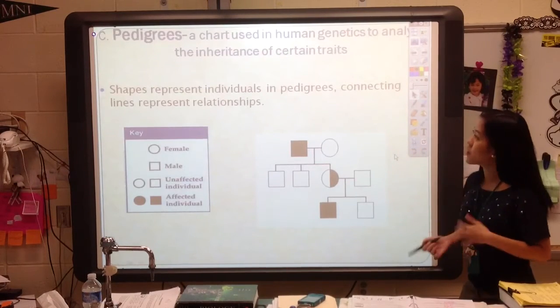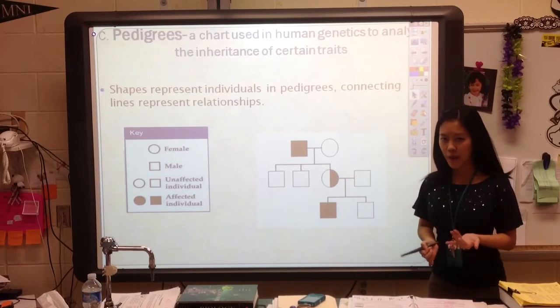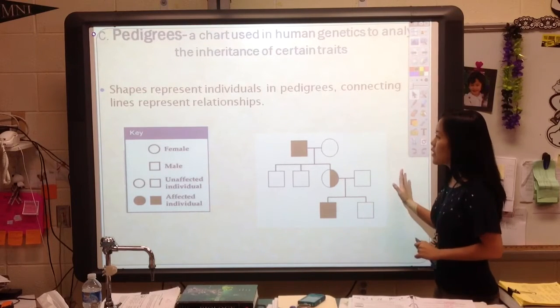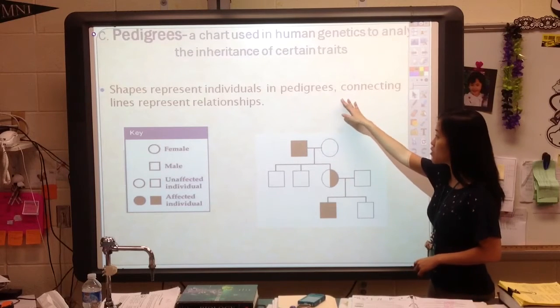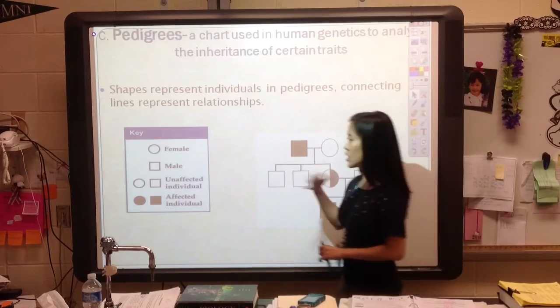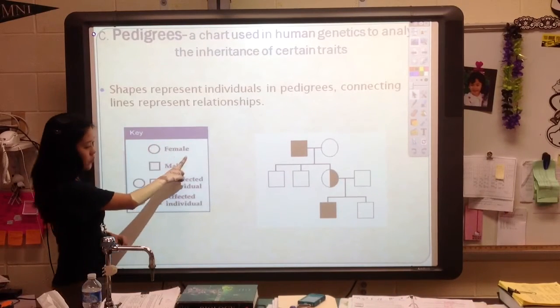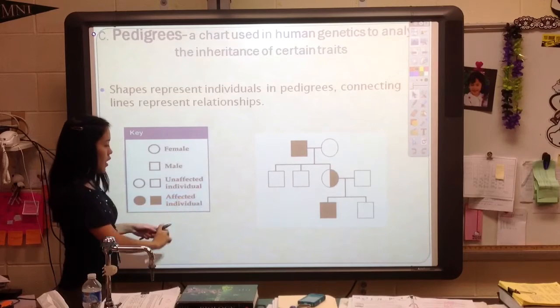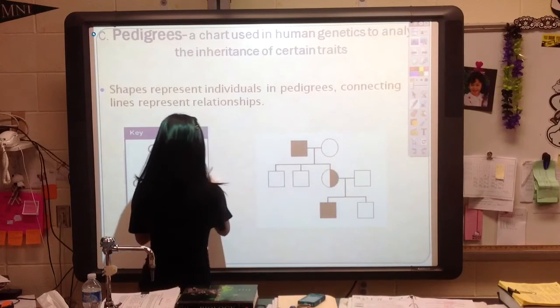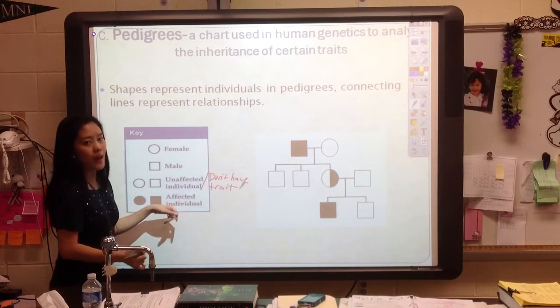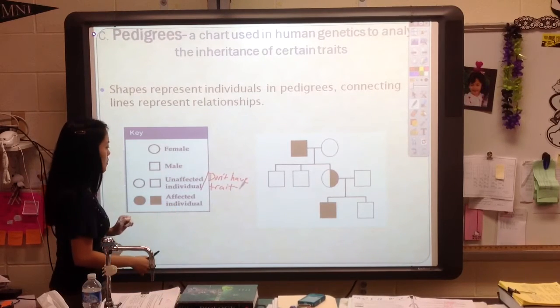So today we're going to go a little more into pedigrees, looking at how do we read pedigrees, how can we use them to track genetics, track genes. And the first thing that we need to know is that a shape is going to represent individuals in a pedigree. And then the connecting lines will represent relationships. So you do have a little key in your notes here. A circle represents female, square represents a male. If you're not colored in, then you're unaffected, or you can also say you don't have the trait, or no trait. And if you're affected, then you have the trait or have the disease, okay?